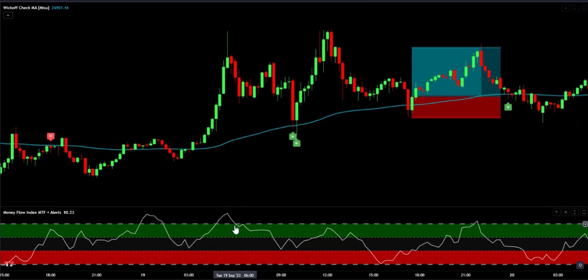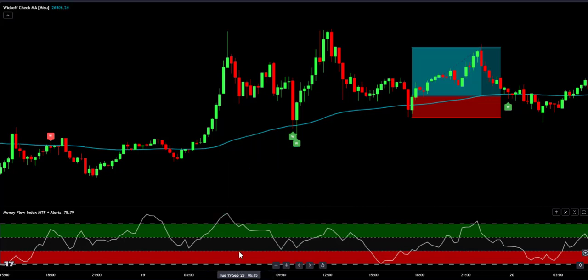Looking at this indicator, you will see that it has many components, which the green zone indicates an uptrend. The red zone indicates a downtrend. The line above the green zone indicates the overbought, and the line below the red zone indicates oversold, and the plot which serves as the trend.